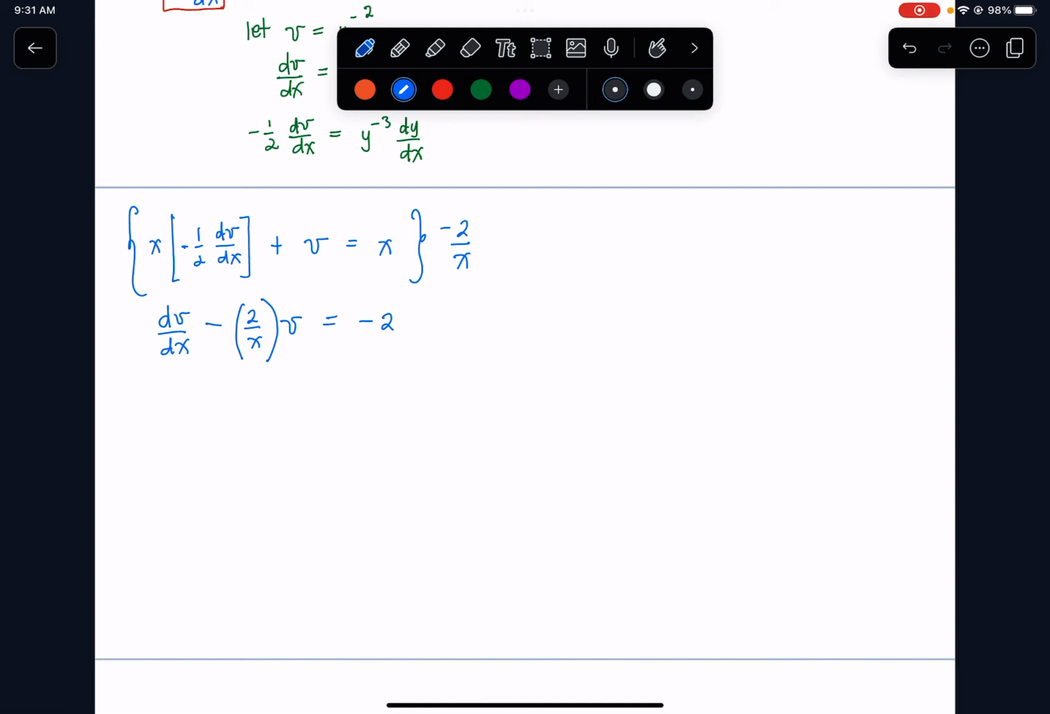As you can see now, we were able to transform the entire equation into a linear equation. And in here, we can now identify what is our p of x, which is negative 2 all over x, so do not forget the sign. Okay, so the negative 2 all over x, and then our q of x is equivalent to negative 2.